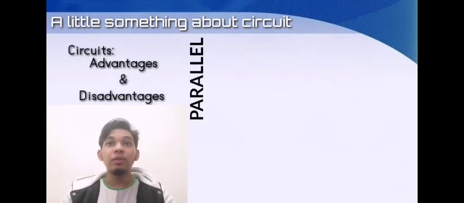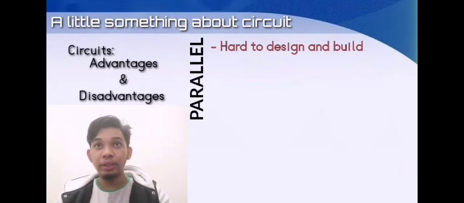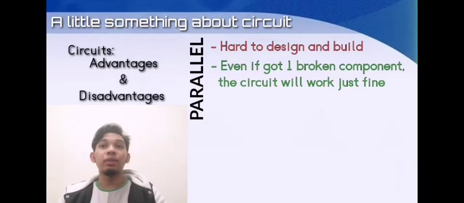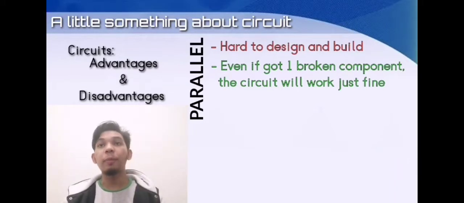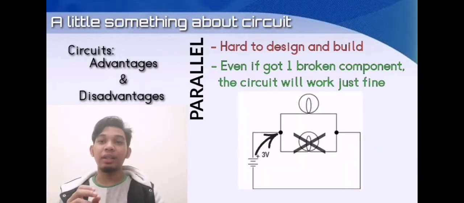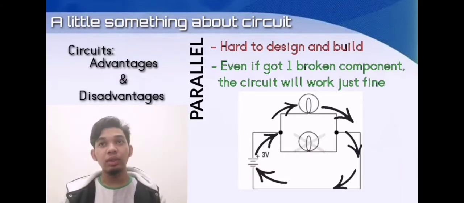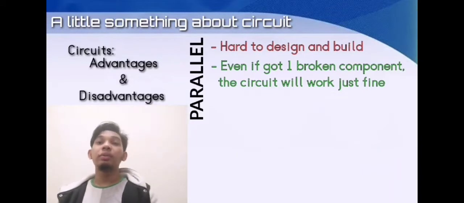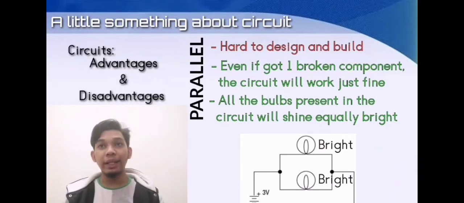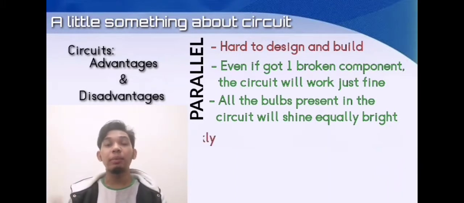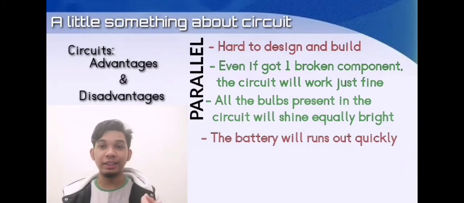On the other hand, for a parallel circuit, even though it is hard to design and build, the circuit will work just fine if one or more components in the circuit are broken, because the current can avoid the broken component and flow in a different path, as I said earlier. On top of that, all components will be efficient, or in other words, all bulbs will shine equally bright. But on the other side, the battery will run out quicker than the battery in a series circuit.